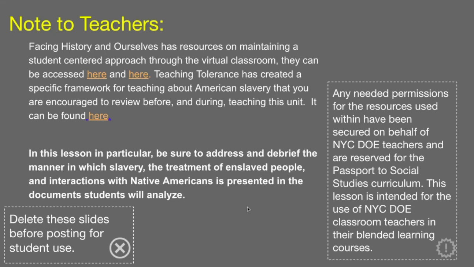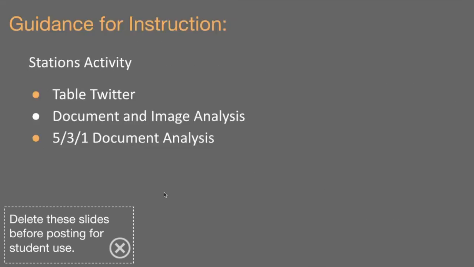In this lesson in particular, be sure to address and debrief the manner in which slavery, the treatment of enslaved people, and interactions with Native Americans is presented in the documents students will analyze. In this teacher-facing video, we'll talk about the stations activity strategy, and we'll also go over 3 strategies that students will use while exploring the documents, including the table Twitter strategy, the document and image analysis strategy, and the 531 document analysis strategy. While these strategies are useful for the colonial region lesson, these are strategies that can be used for many different lessons in the Passport to Social Studies curriculum.